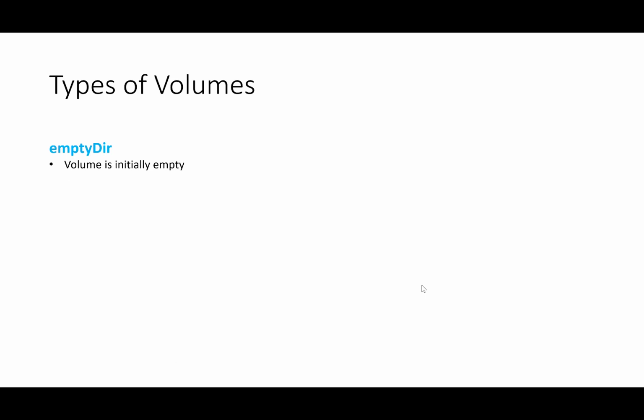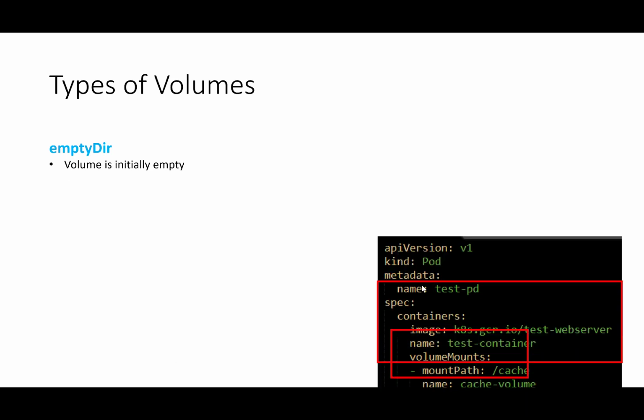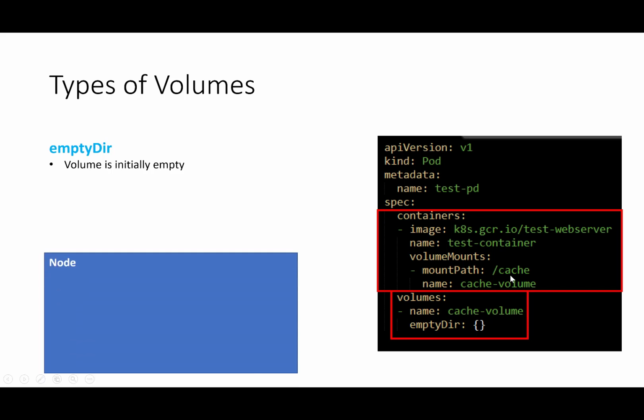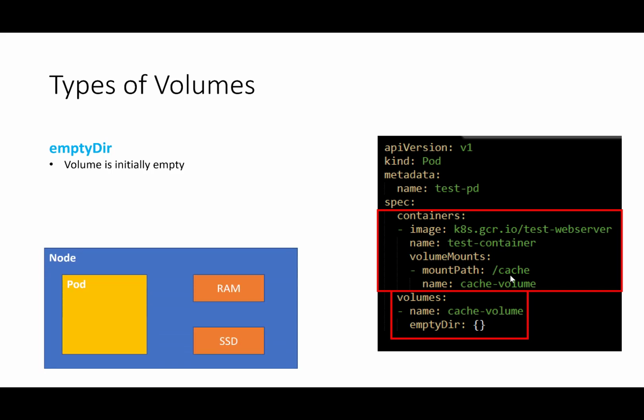As the name suggests, the volume is initially empty. There are no files inside the directory. And this is how you would specify this pod template. So here is the type of volume, which is the emptyDir, and you want to mount it in /cache. Now here is your node, and here is your pod. Now the empty directory can reside in the node either as in memory, like in RAM, or as a persistent disk as in SSD.